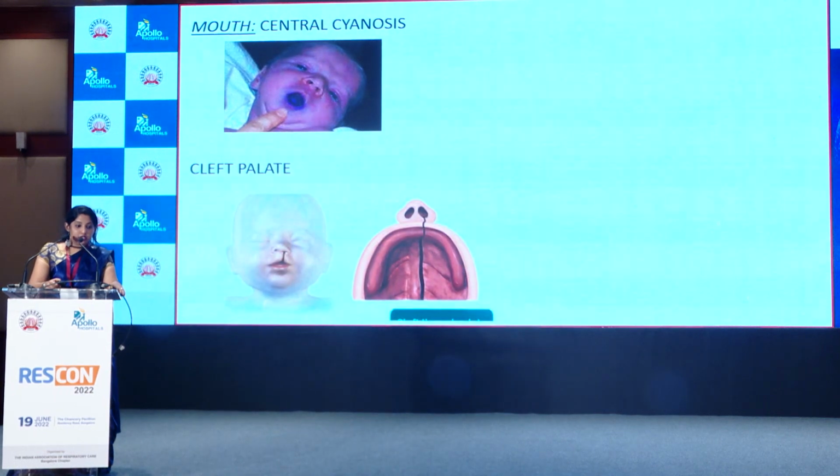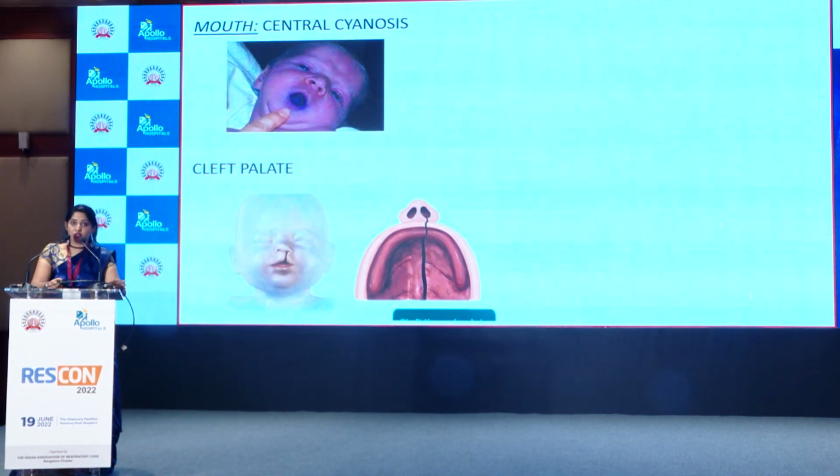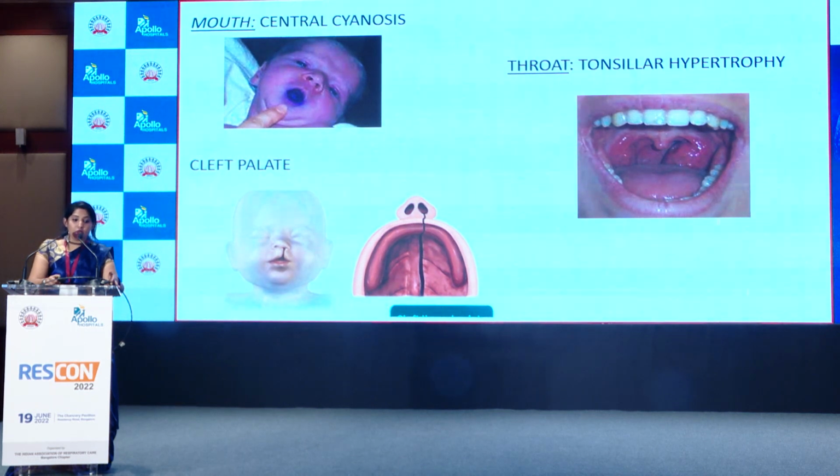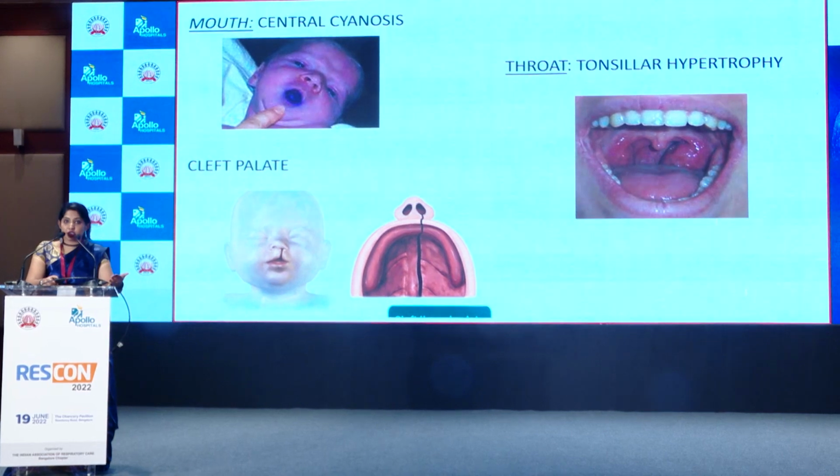Cleft palate is the congenital splitting of the roof of the mouth. Inspect the throat with the help of a tongue depressor to check for tonsillar hypertrophy, which looks something like this, and which will indicate recurrent tonsillitis and airway obstruction.